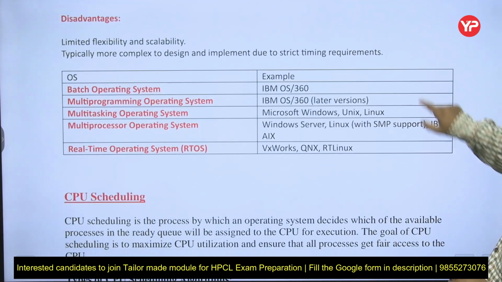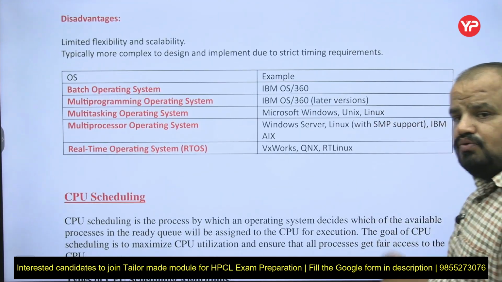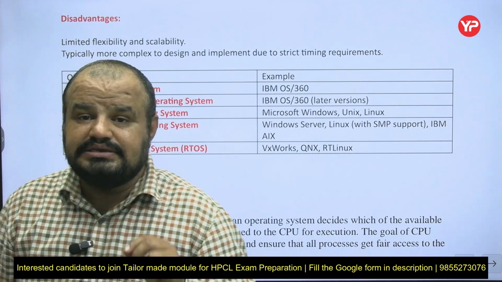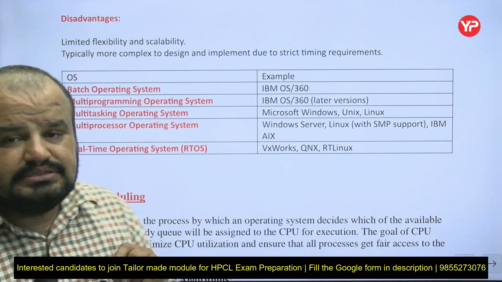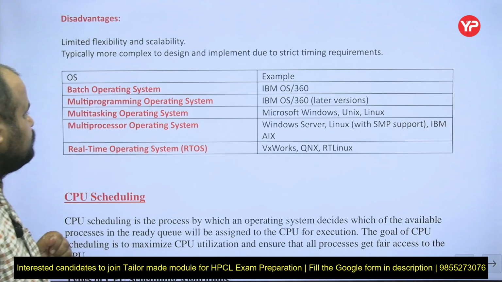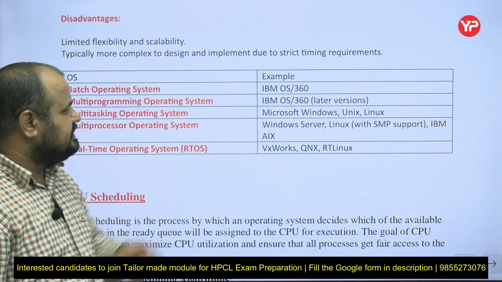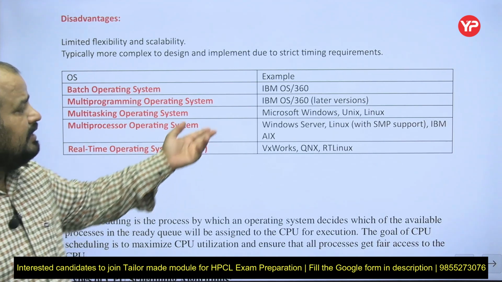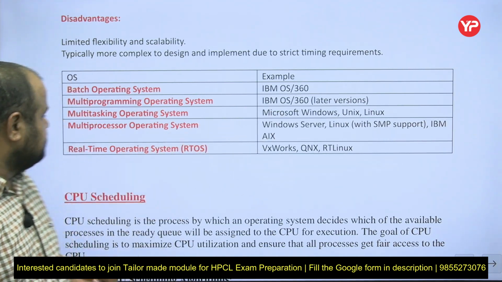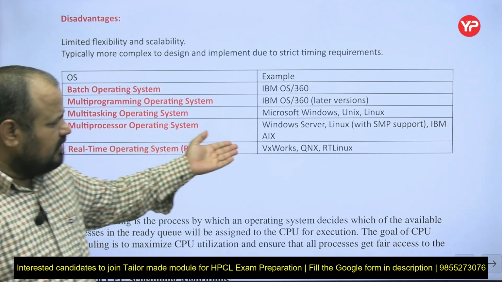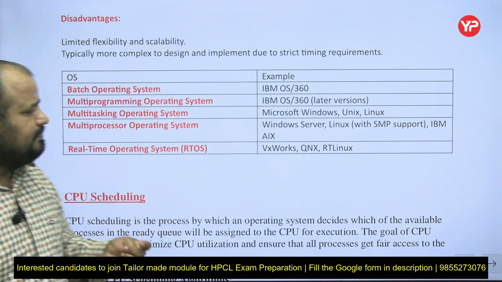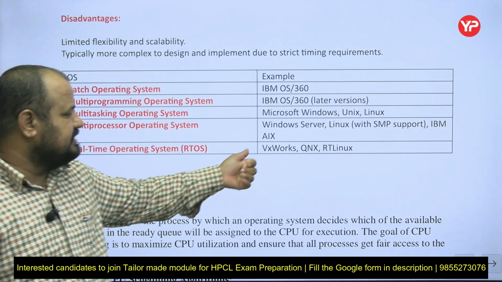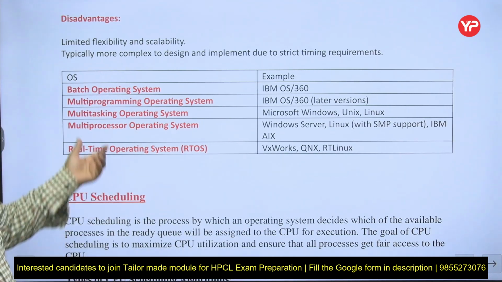And my dear students, this part is very important. Keep in mind, you have to know what are the types of operating system, and you have to know what are the examples of each and every operating system. So you can see here the batch operating system is IBM OS 360, old version. New version is multi-programming or multitasking: Microsoft Windows, Unix and Linux. For multiprocessor: Windows Server, Linux with SMP support, and IBM AIX. Real-time operating systems are VxWorks, QNX and RTLinux. So you have to remember all this stuff.